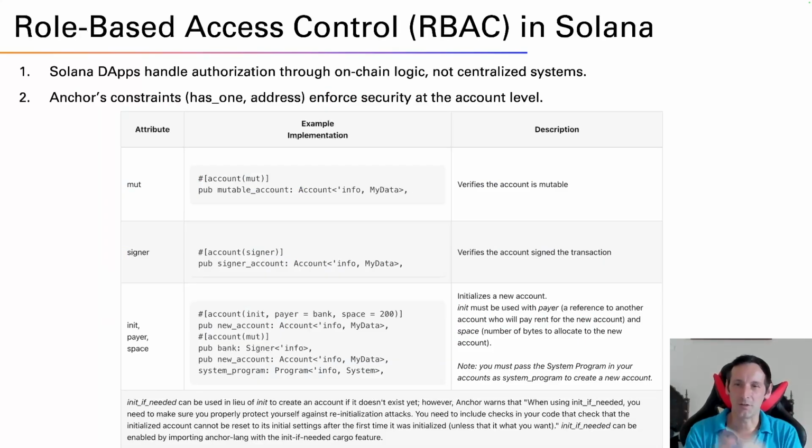So, role-based access control in Solana. In Solana, we handle authentication and authorization using wallets and on-chain logic. Unlike Web2 systems that rely on complex and expensive centralized identity management, as I was just saying, Anchor provides constraints like has_one and address to enforce role-based access control at the account level, and relationships between accounts as well. The has_one, for instance, is exactly that.